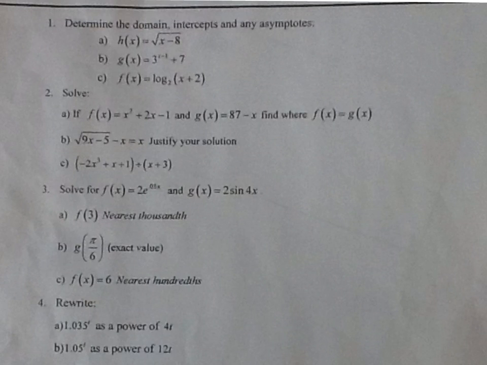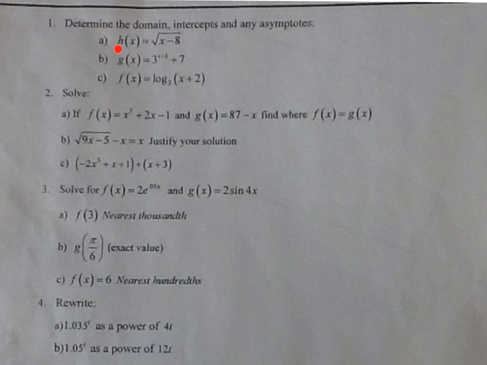Okay, so we'll be going over the review sheet for your test that's tomorrow. That's third quarter, third test. So let's take a look at the first thing. It says to determine the domain, which are your x values, the intercepts, and any asymptotes.